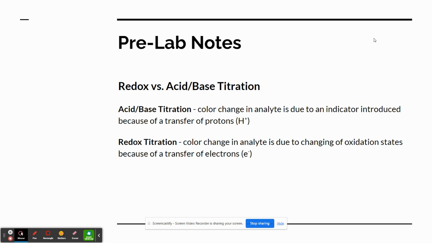That's electrons we're transferring. So what is the main difference of an acid-base titration versus a redox titration? They both contain stoichiometry or apply stoichiometry. They both get a color change, but your color change in the acid-base titration is due to an indicator transferring protons, whereas the color change in a redox titration doesn't need an indicator, and that's due to the changing of oxidation states because you're transferring electrons.